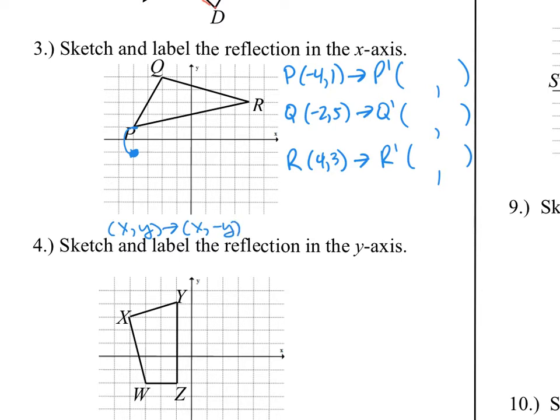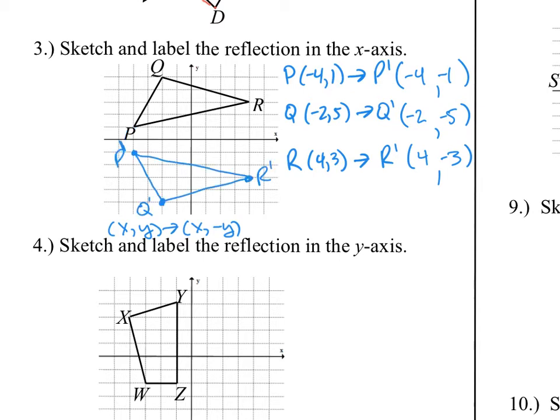So in other words, P whose coordinates are (-4, 1) will become P prime, which is (-4, -1). And then Q, whose coordinates are (-2, 5), will become (-2, -5). And then R, whose coordinates are (4, 3), will become (4, -3). So you'll find the coordinates, and then you will plot those points and sketch the reflection. Be sure to label your reflection. So I'm going to stop the video and do that.